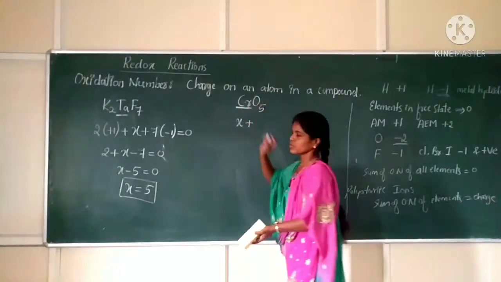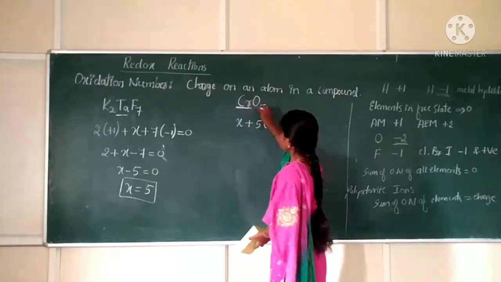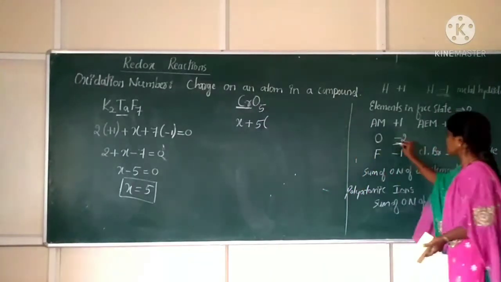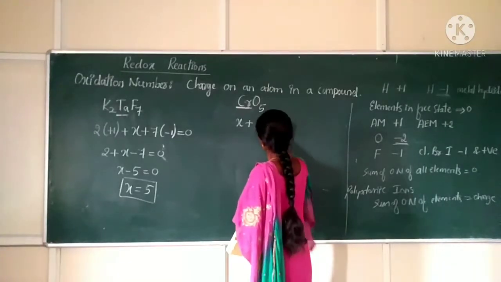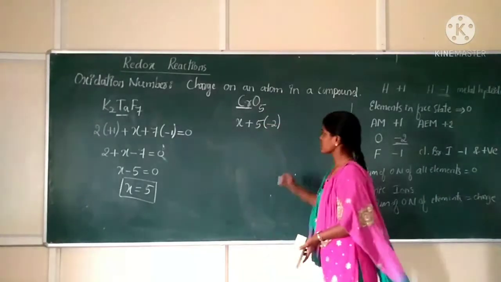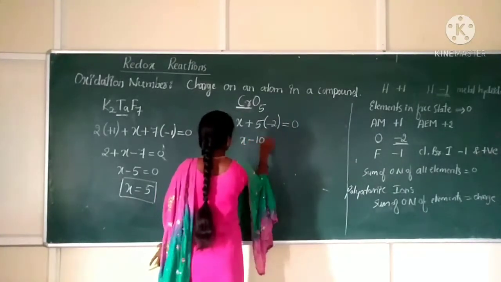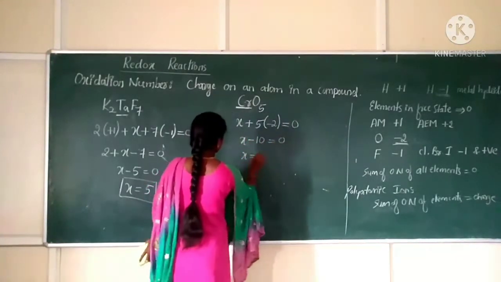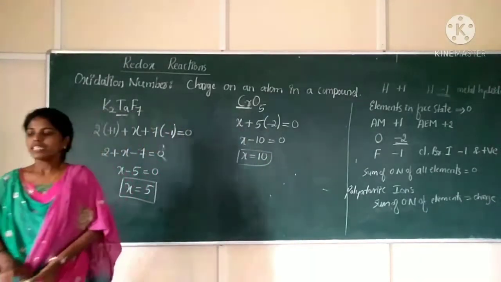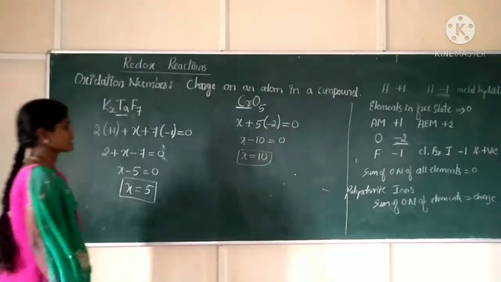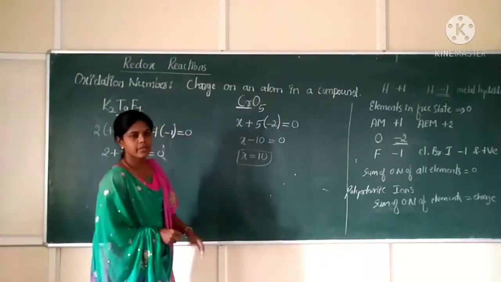X plus how many oxygens are there? 5 oxygens are there. So 5 into minus 2 equals 0. So X minus 10 equals 0. X equals 10. X equals 10 means the oxidation state of chromium is 10? Is it possible for chromium to have an oxidation number of plus 10?